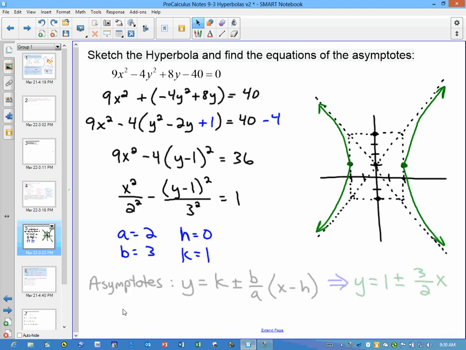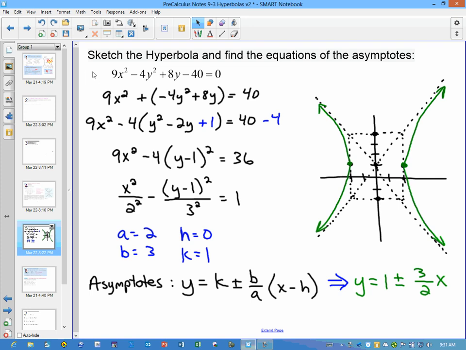So I'm going to use the formula that's given to us in the notes. Notice how it's b over a, because the a is now your run and the b is your rise. So the slope is b over a. That's the only thing that changes in here from horizontal to vertical. And when I substitute in the values I know, I get my 2 equations for the asymptotes: y equals 1 plus 3/2 x, or y equals 1 minus 3/2 x.